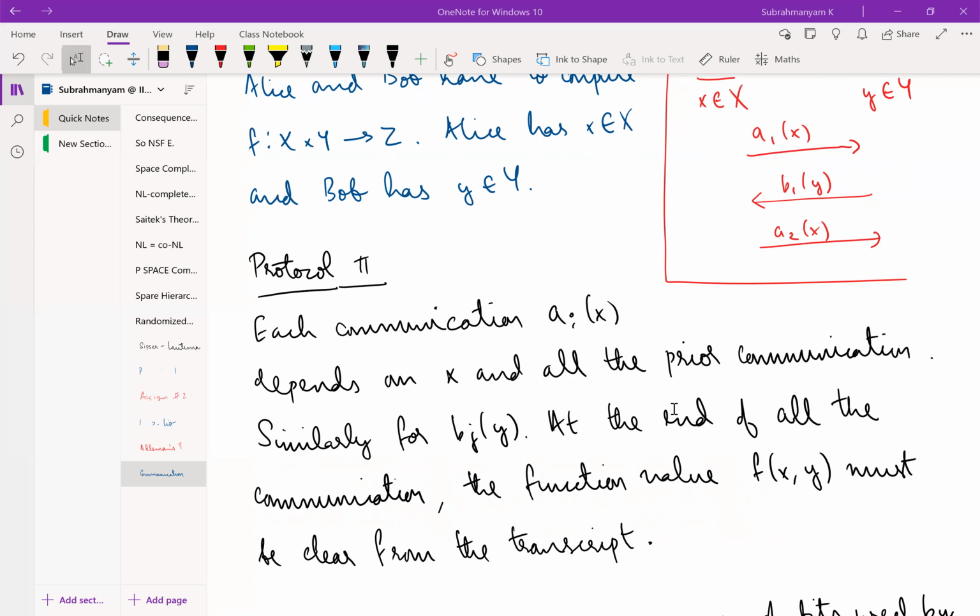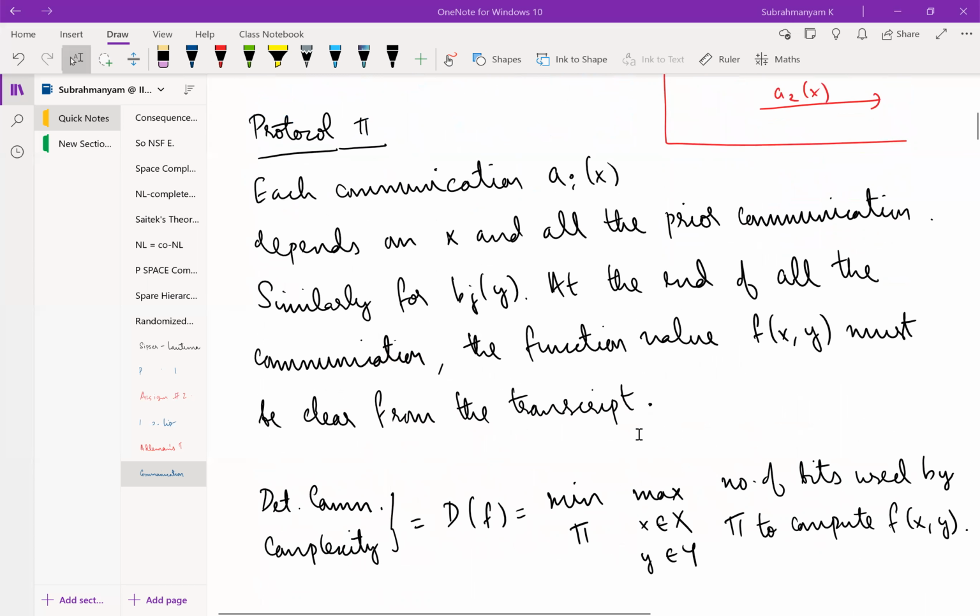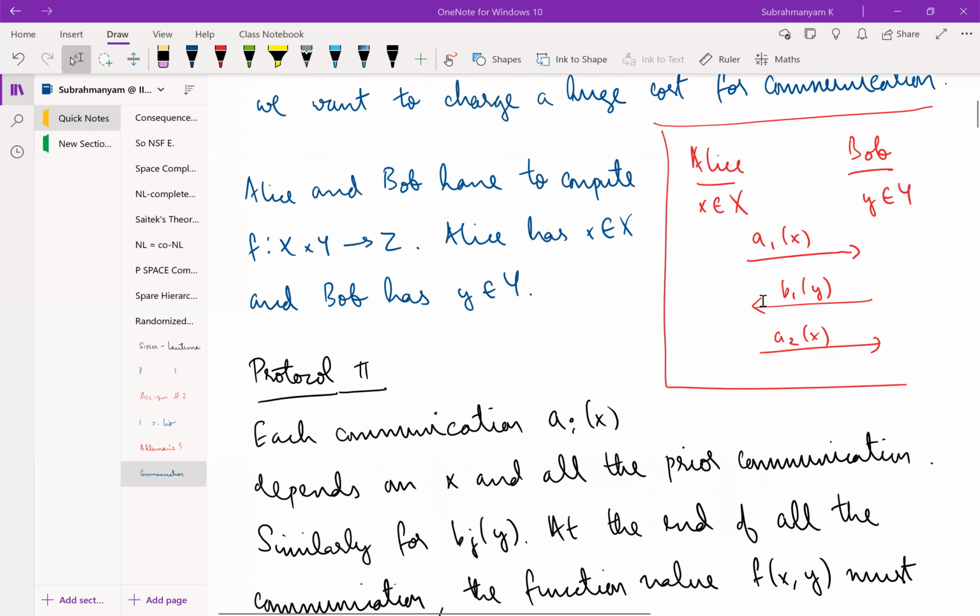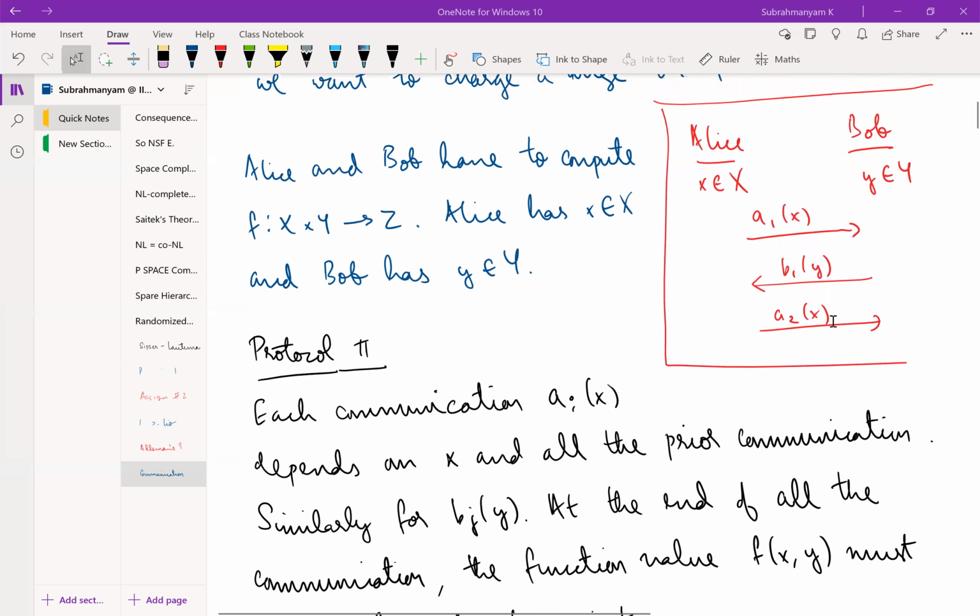Sometimes maybe the function value can be calculated from that, right? But what should be certainly clear is that at the end, if they are looking at the transcript, they should be able to understand the function value. So certainly both Alice and Bob are parties to all these messages, right? So they both should be able to compute the function value at the end of the communication protocol. So this is what a protocol is.